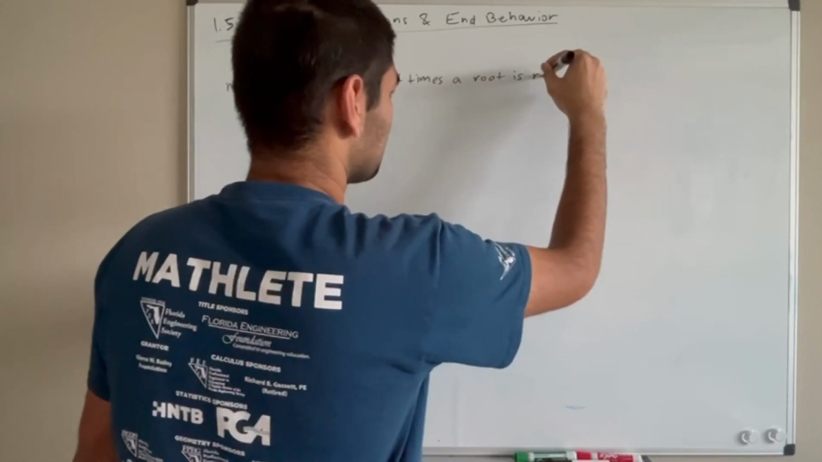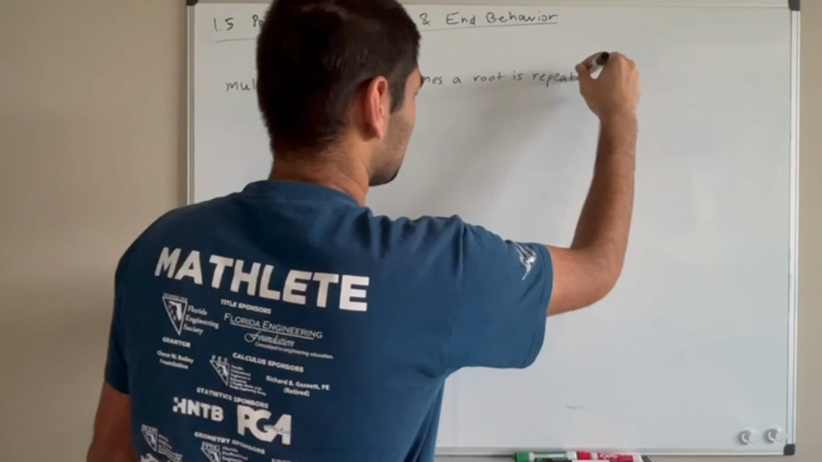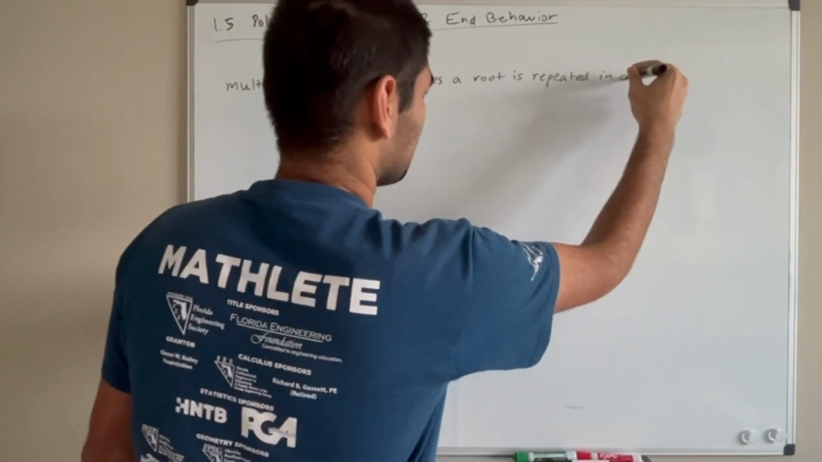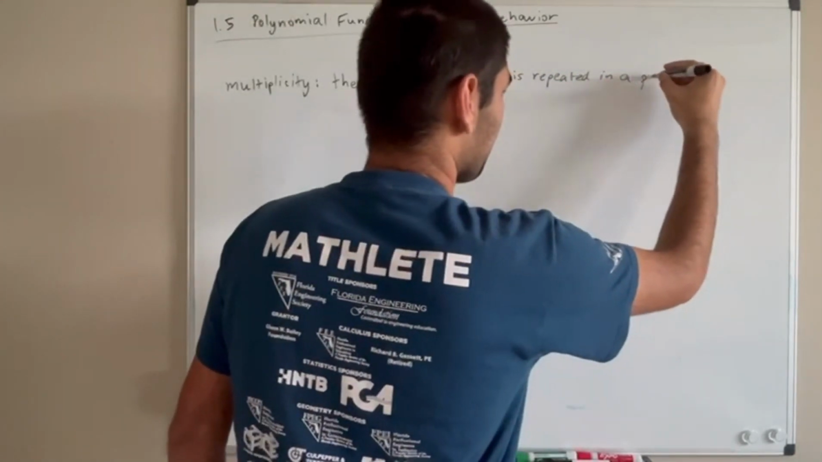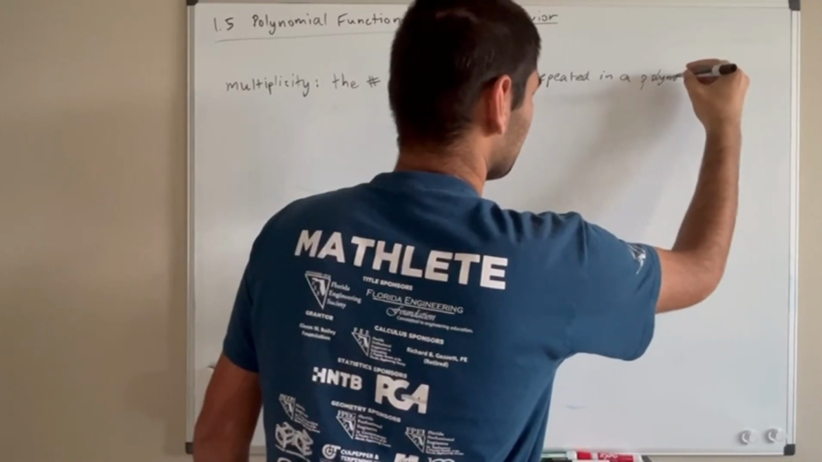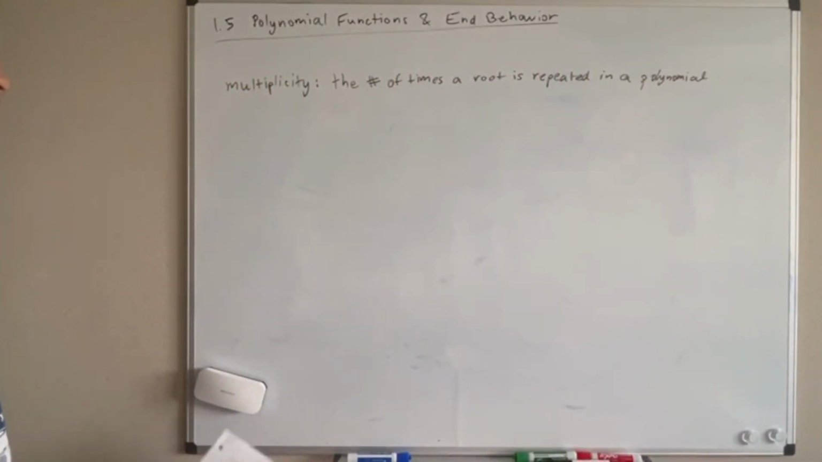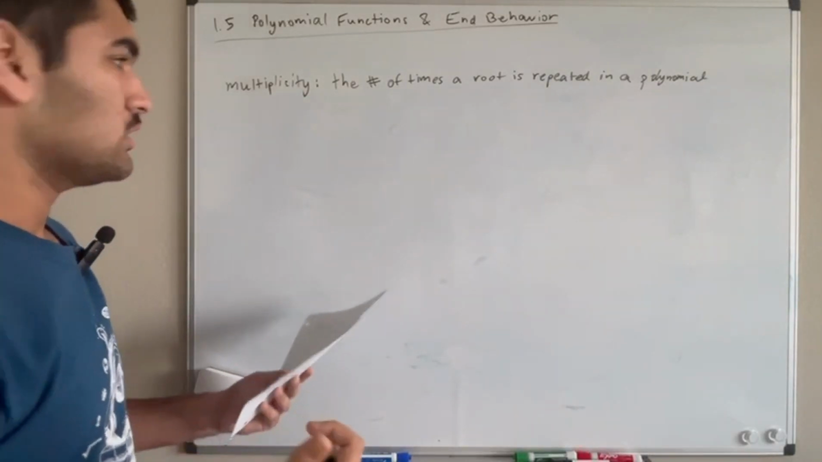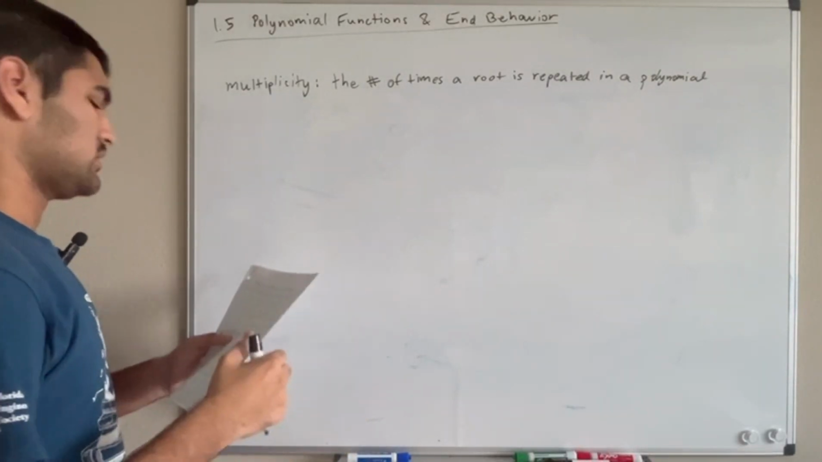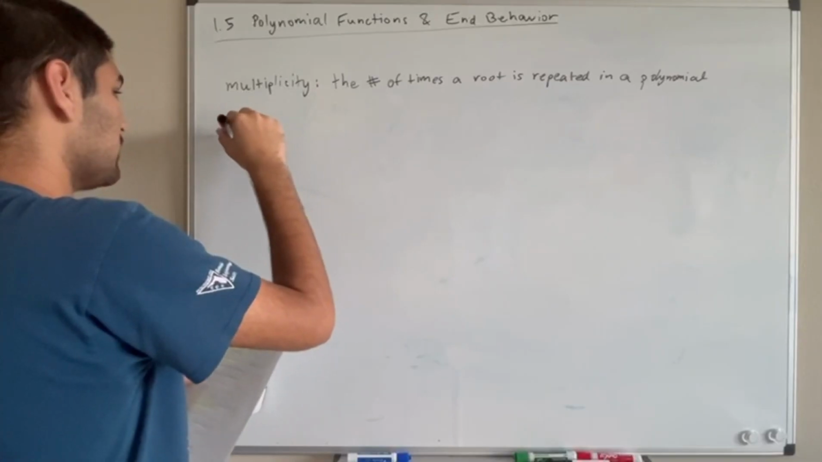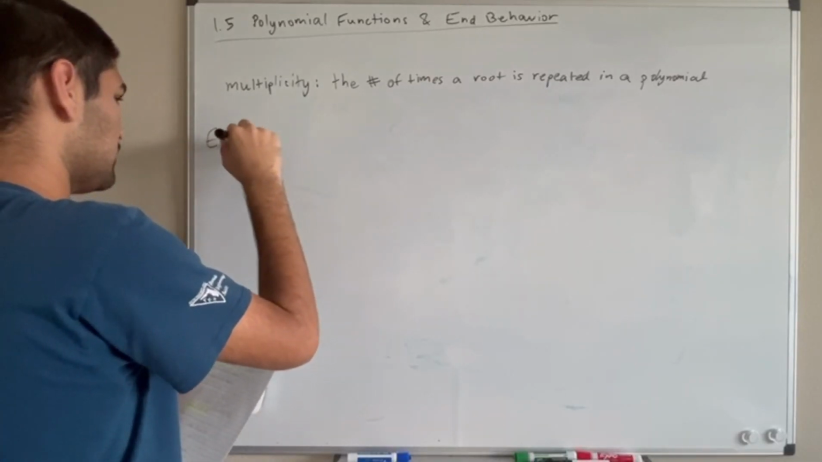The number of times a root is repeated in a polynomial. Okay, good. So let's do some examples to illustrate this. So first of all, example 1.